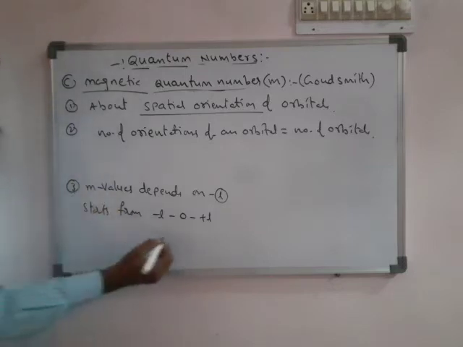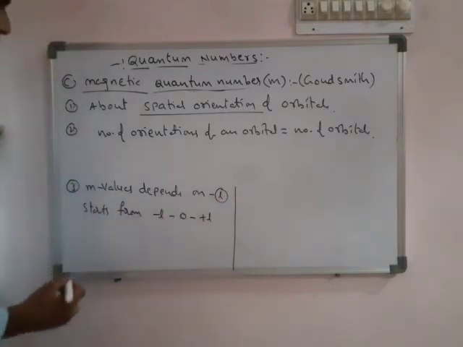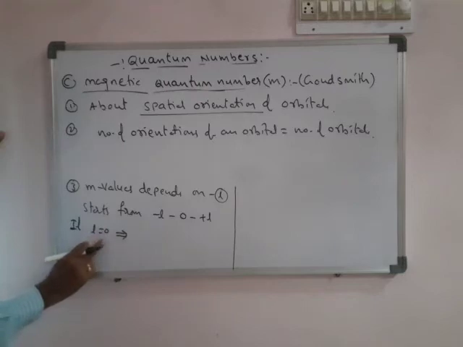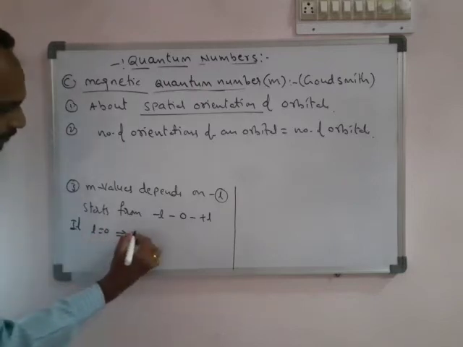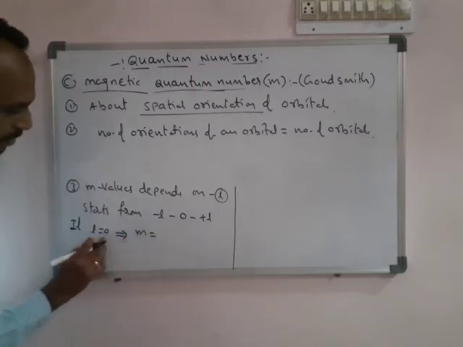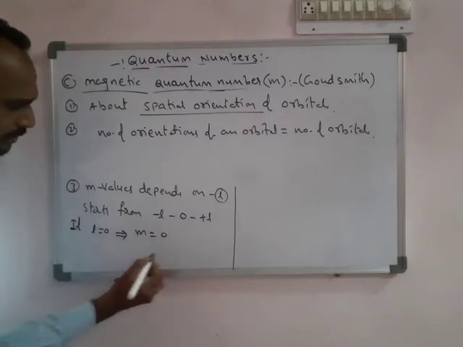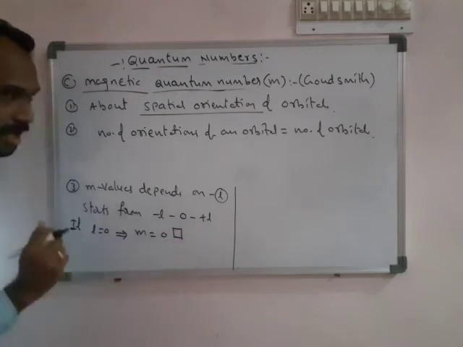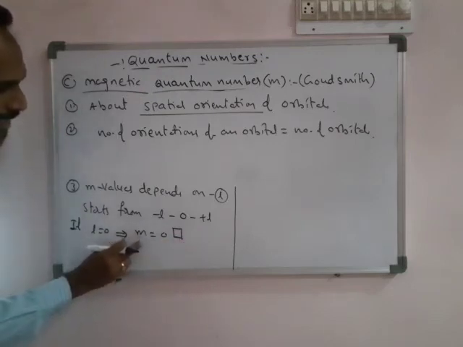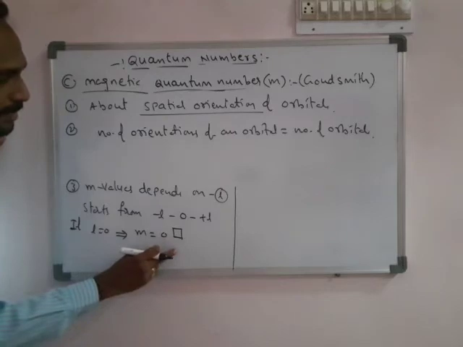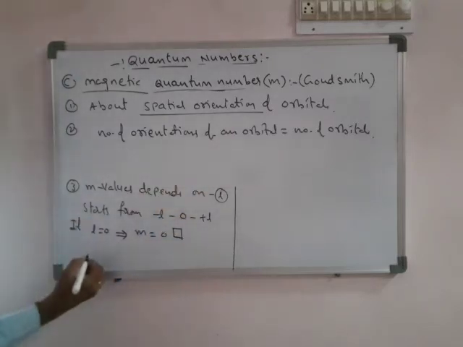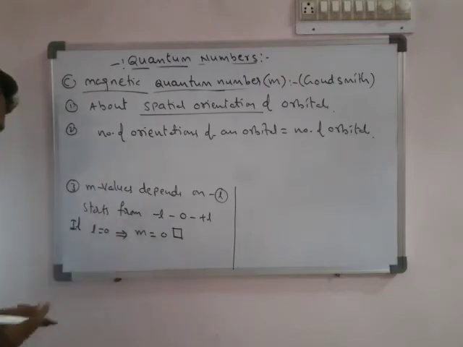For example, if l is equal to 0, that indicates the s orbital, we know that. What are the m values? Minus 0 to plus 0, nothing but only 0. That means there is only one box, one orbital. m indicates the number of orbitals, nothing but the number of orientations. So s contains only one orientation.